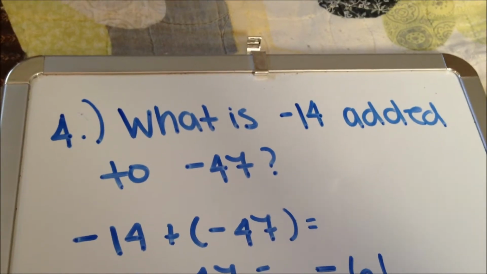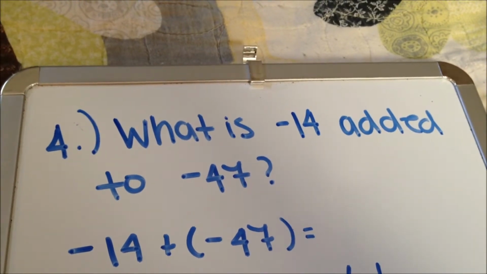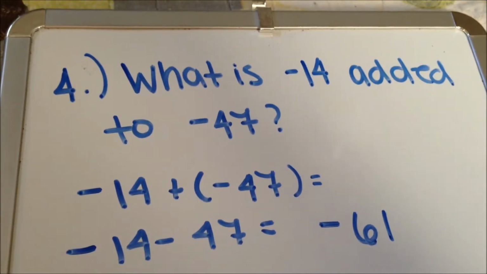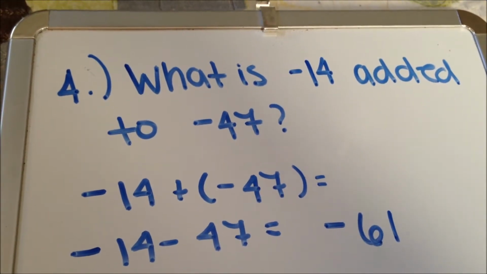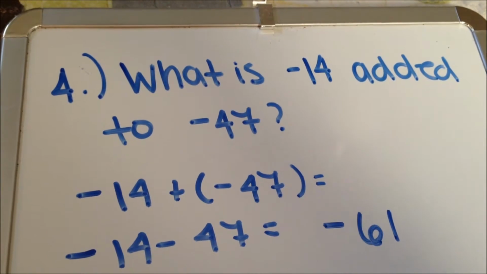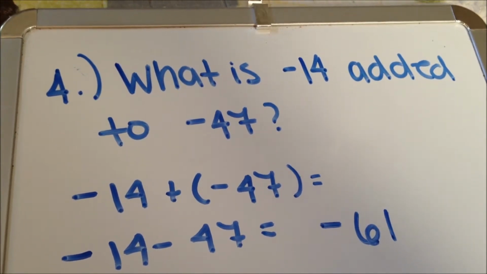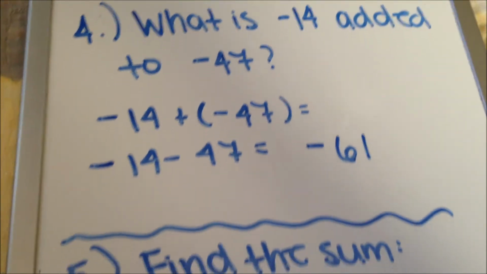If you set it up, it looks like this. Negative 14 plus negative 47. Rewrite it, if you want to, as negative 14 minus 47 plus negative. Same sign, sum, so you add 14 plus 47 gives you 61, and your answer is negative.